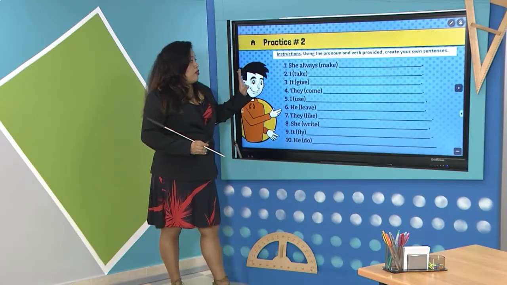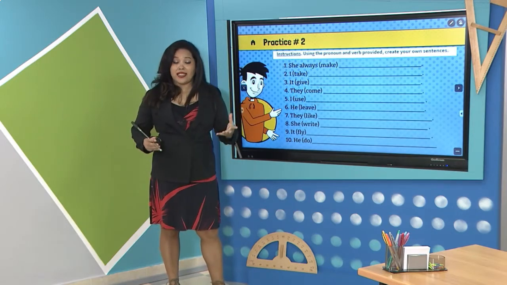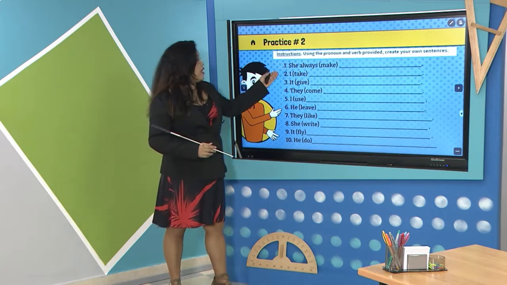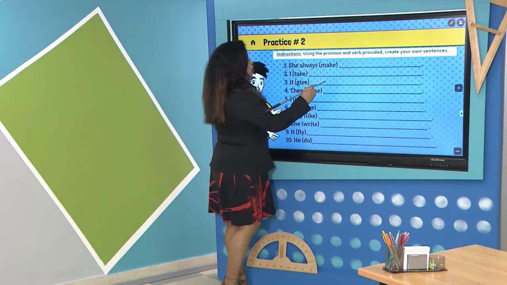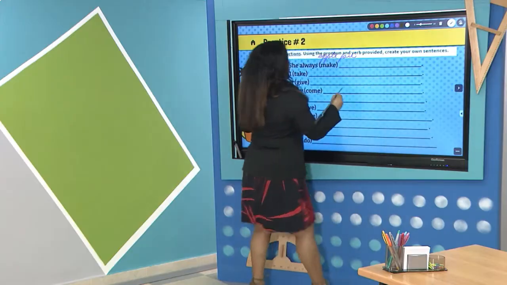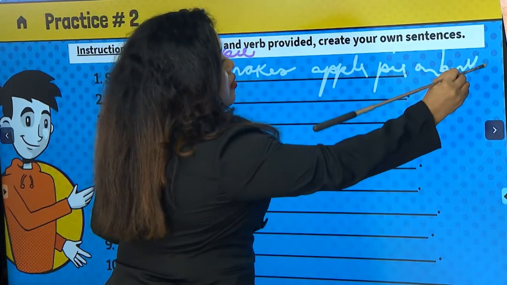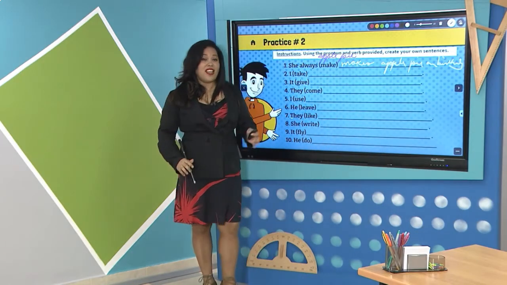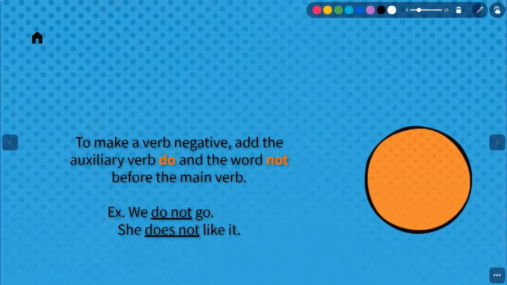Here you have to use a pronoun and the verb provided and create your own sentences. So you have to be creative, okay? She always makes, for example, she always makes. Let's see this. So you have to build your own sentences, guys. You can take a picture of it and develop the activity later.